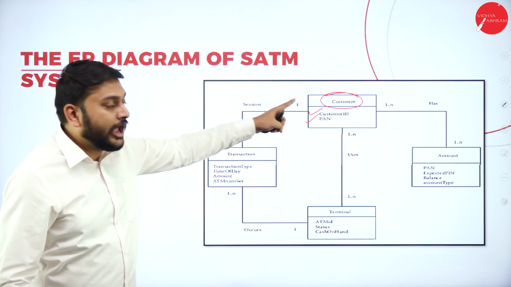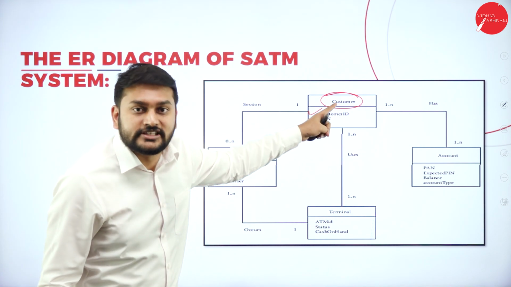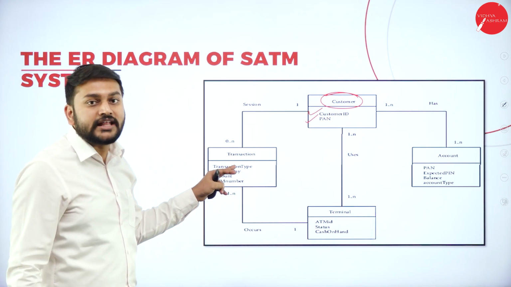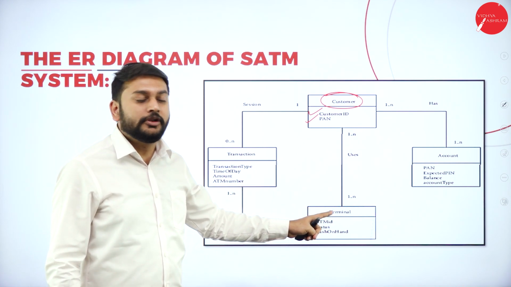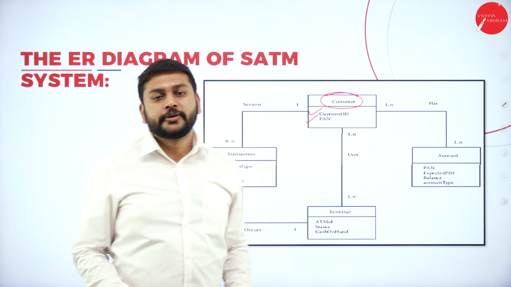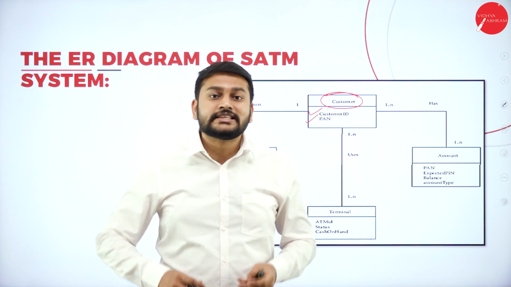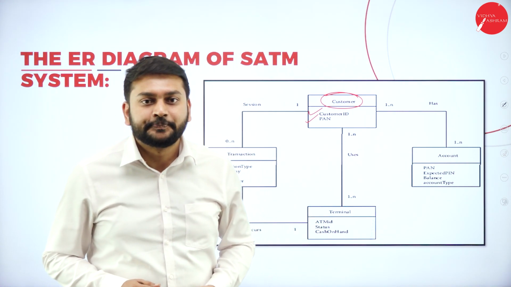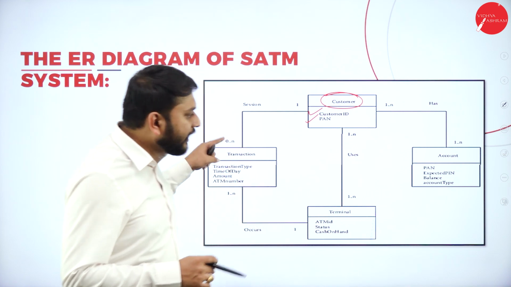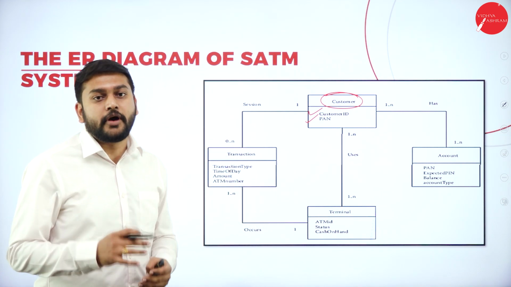So how many entities do we have? The first one that I have is customer. The second one is transaction. The third one is terminal. And the fourth one is account. These are the 4 different entities that I have in my system. Let's check what exactly the diagram is going to speak about.